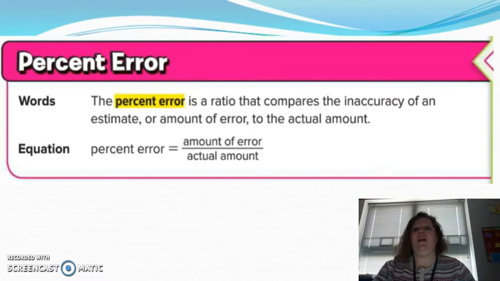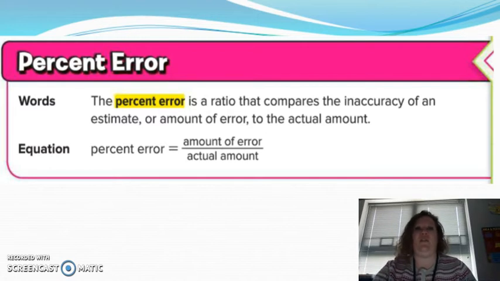Percent error is almost identical to percent of change. The difference is we're not comparing how something has changed, we're comparing a miscalculation or an estimation that wasn't exactly perfect. For example, if I have jelly beans in a jar and I want you to guess how many are in there, and you say that there are 100, but the actual amount is 142, you can find the percent error of how much you were off in your estimation.